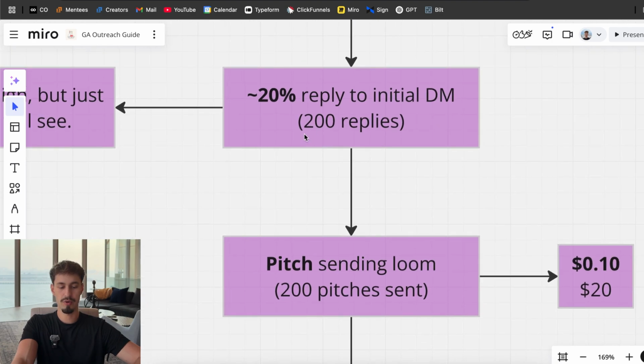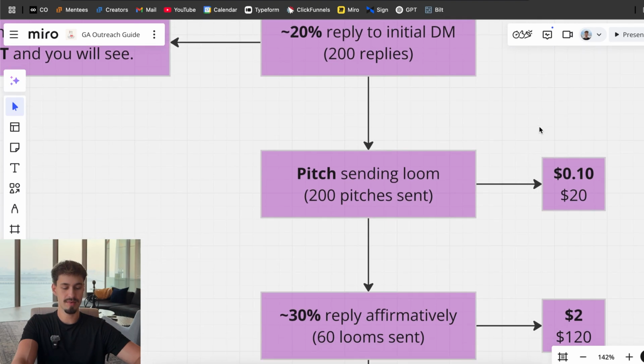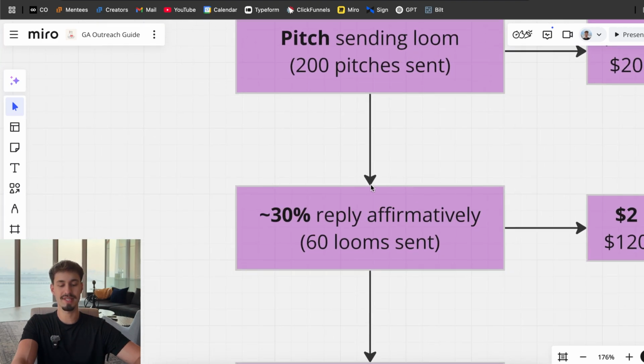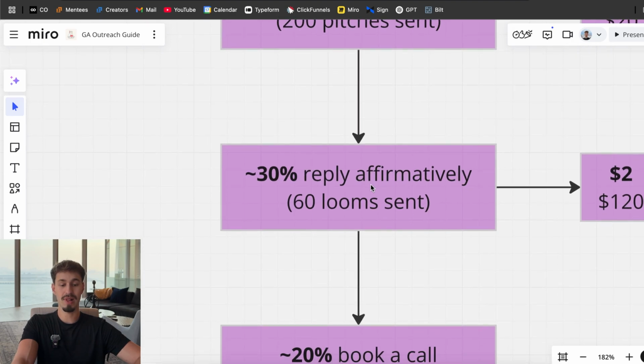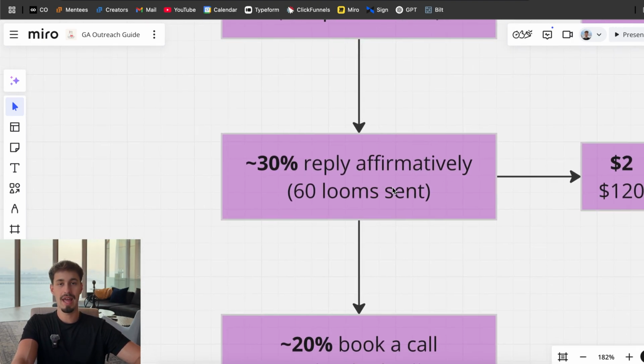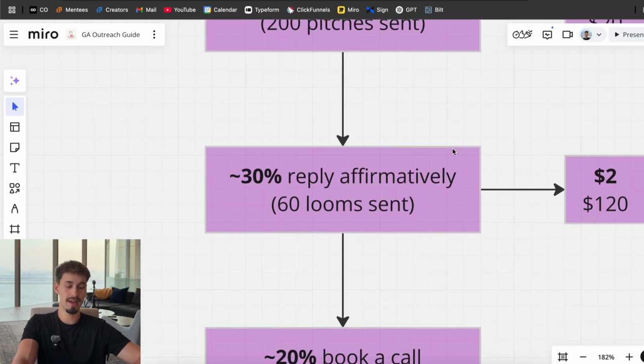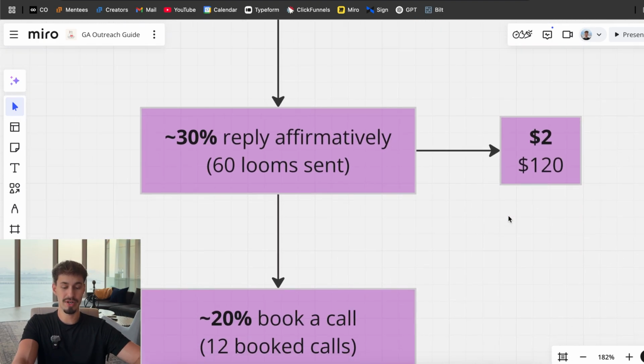Now, you get those 200 replies, so I send the pitch, that also costs me 10 cents. So 200 pitches sent, that's $20 every single month. Now, of those 200 sent, around 30% will reply affirmatively. So they might say yes, sure, whatever it is. Anything I consider an affirmative reply gets a Loom created and sent to them. So about 60 Looms, about 30%. I pay $2 a Loom, so that's $120 right there.